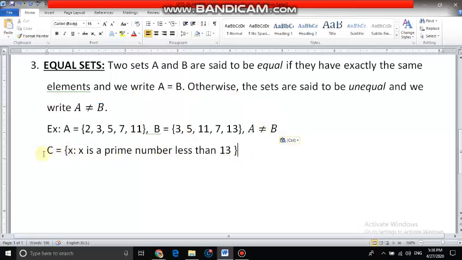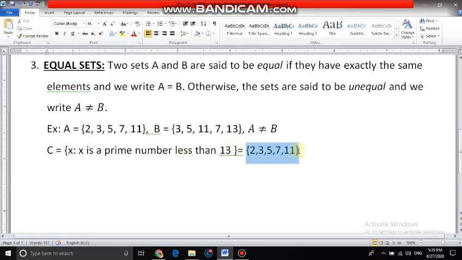If I go to another set C, x such that x is a prime number less than 13. If I convert it into roster form, what are the prime numbers less than 13? 2 is a prime number, 3 is a prime number, 5, 7 and 11. These are the prime numbers which are less than 13. I have not said less than or equals to 13, so I cannot include 13 here. So 2, 3, 5, 7, 11.